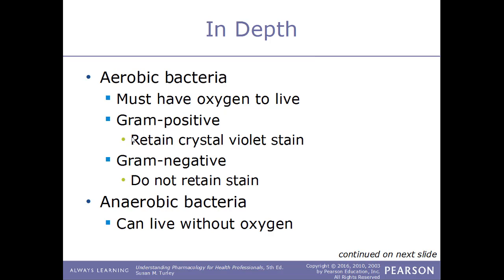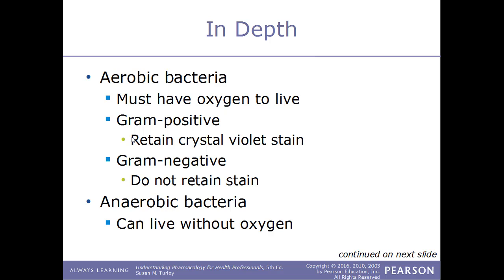One kind of bacteria that you can have are aerobic bacteria. This kind must have oxygen to live, and this can be in either a gram-positive or a gram-negative form. The difference between those two is how they stain histologically. When they go through a gram staining process, the ones that are gram-positive will retain the crystal violet stain and appear violet to a bluish color. The ones that do not retain the stain and remain a reddish, pinkish color are gram-negative.